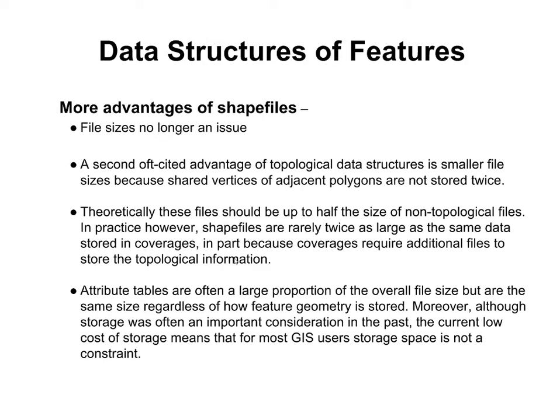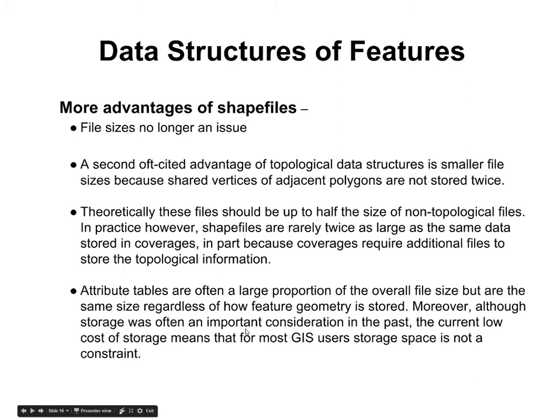So a few more advantages. File size is really no longer an issue because hard drive space is much cheaper. A second often cited advantage of topological data structures is the smaller file size. So the topological data structure, like the coverage, people often said that they were smaller because they only stored features one time for shared polygons and where lines come together at nodes. However, theoretically, non-topological shapefiles that have coincident features, essentially more features stored, are rarely, if ever, double the size.